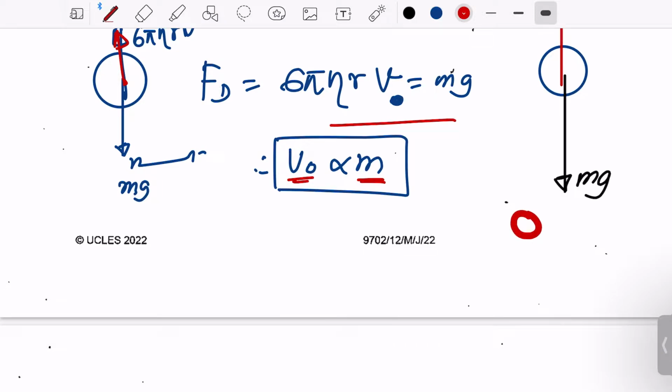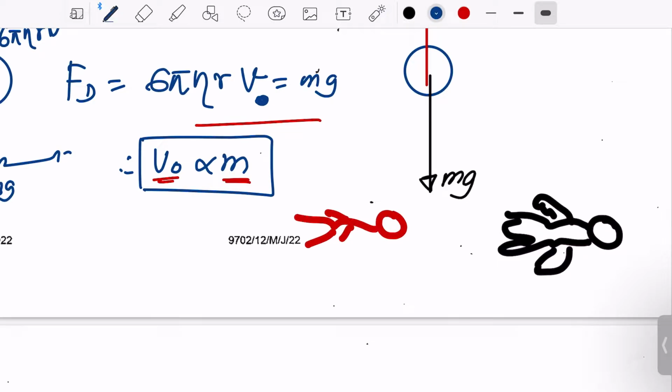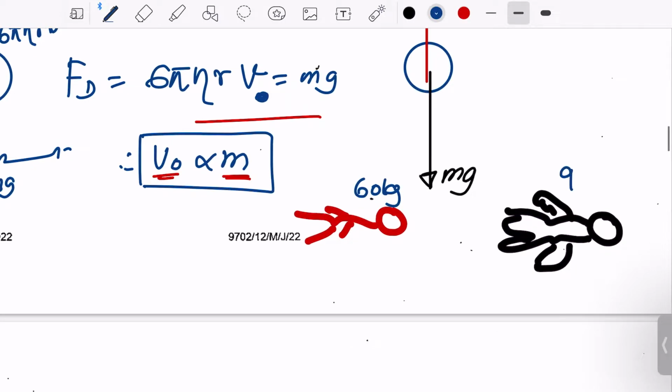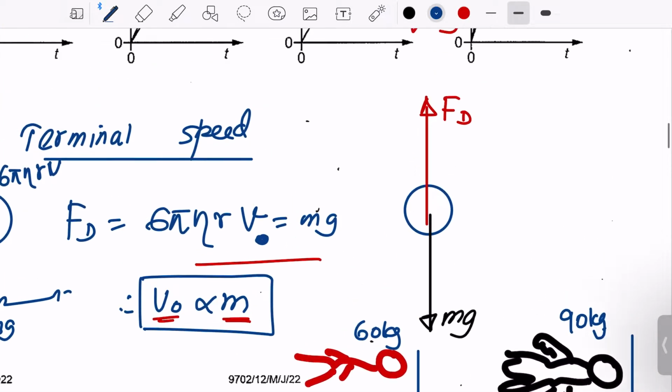Let's think there are two people jumping out of a plane, parachute jumpers. The first one is pretty thin, maybe 60 kilograms, and the second one is, I don't know, 90 kilograms. Obviously if you check their terminal speeds just before they open the parachute, this one moves with a much higher terminal speed than this one's terminal speed. So terminal speed depends on the mass. That is an important understanding.